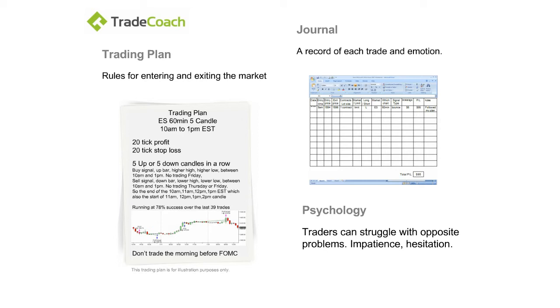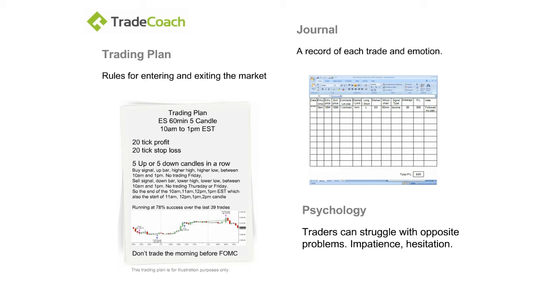And next, we need a trading plan, rules for entering and exiting the market. Give yourself a heading. Here we've got the ES, 60 minute, 5 candles in a row, and then what time window. So we've got 10 a.m. to 1 p.m. Eastern Standard Time. We're going to have a 20 tick profit, 20 tick stop. Now if there's $12.50 per tick, how much are we making or losing per trade? Someone type that into the chat box for me. That's $250.